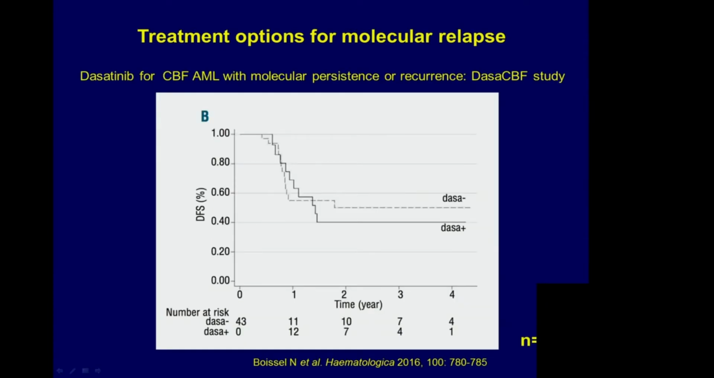So a number of different treatments have been tried in this setting, and the first one is to try small molecules. So this is a trial which was performed for dasatinib for patients with core binding factor AML, many of whom have mutations in c-KIT. And this was looking at patients who had molecular persistence or recurrence of disease at the end of treatment. And what you can see from this is that the treatment with dasatinib in this situation appears to make no difference, although the numbers are small.